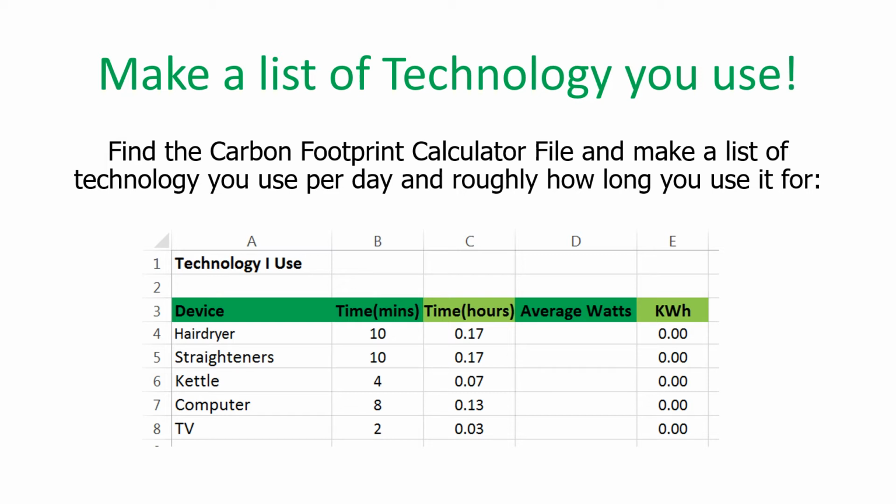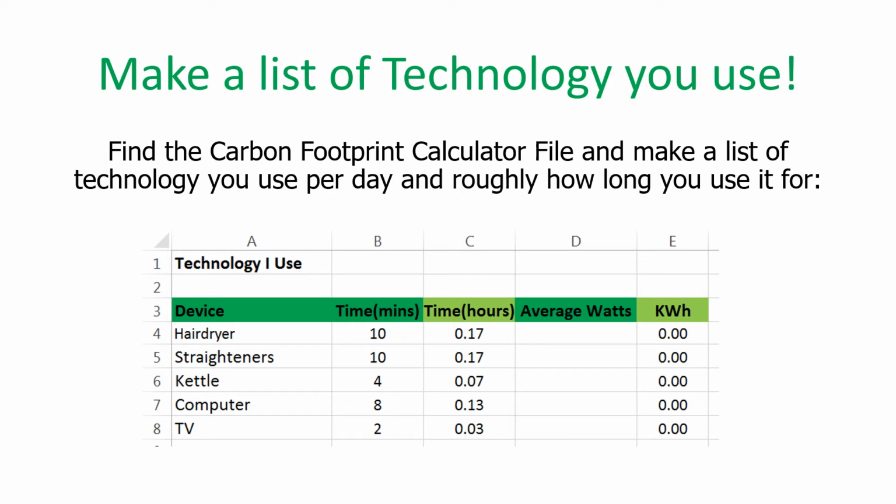What I would like you then to do is to add in the timings of how long you use them for. So for example, as you can see, this example is definitely not mine. I don't have enough hair to use a hairdryer or straighteners. But if you were to use a hairdryer for 10 minutes, that's the equivalent of 0.17 hours. And the way the spreadsheet is formulated is that you only have to type in the amount of minutes and it will automatically calculate how many hours you use that for in a day.